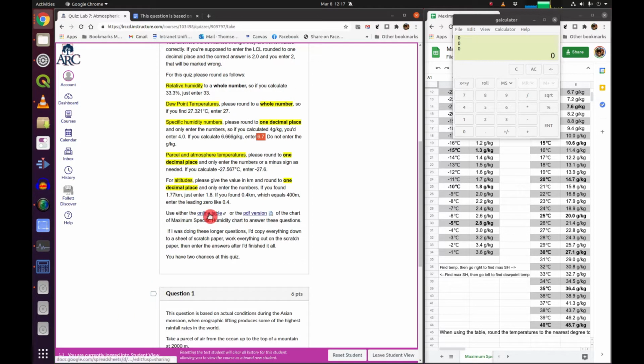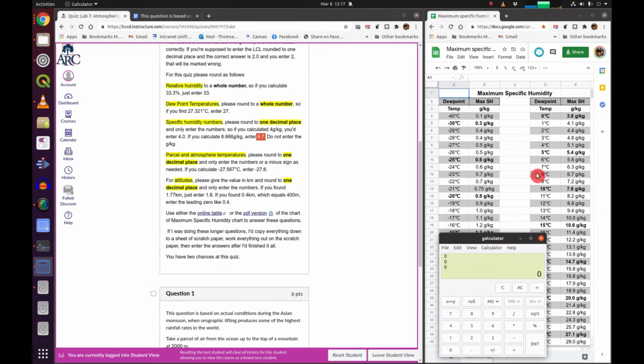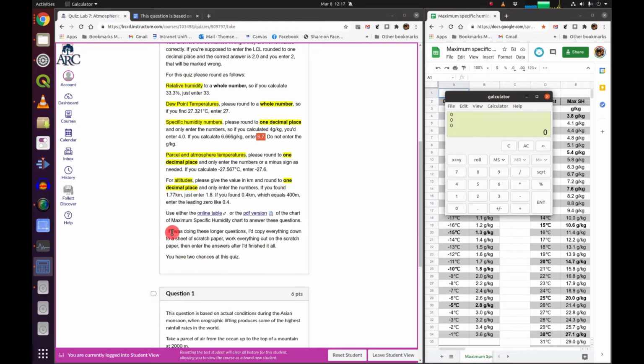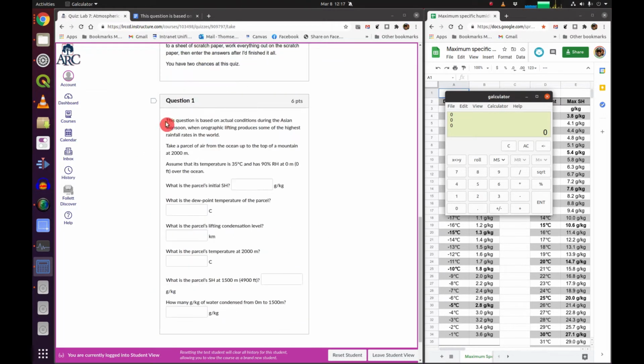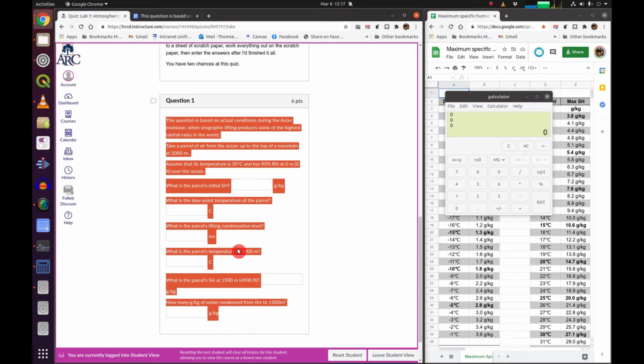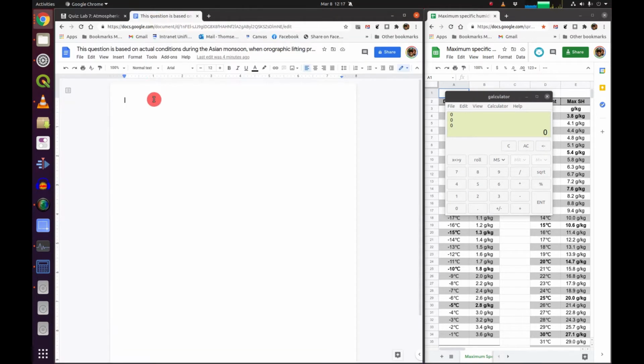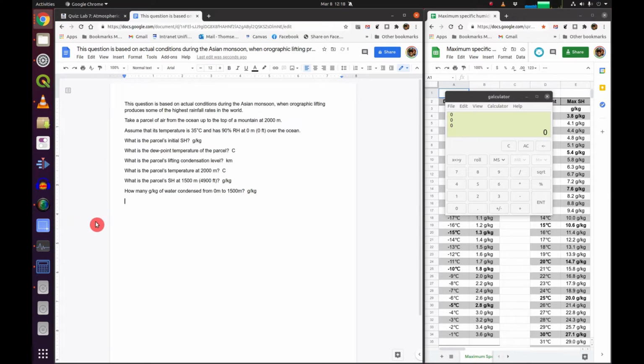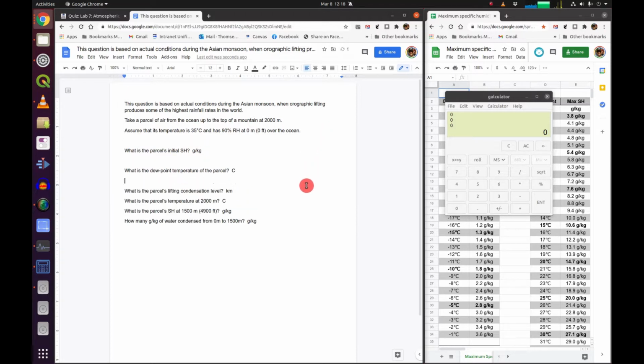We also need the online table. That's right here, the maximum specific humidity table. And then again, if I was doing these longer questions, I'd copy everything down to a sheet of scratch paper, work everything out, and then plug them in. So I'm just going to copy the whole thing, and I'm going to paste it. That's looking good. I'm going to give myself a little space here. And let's get to work.